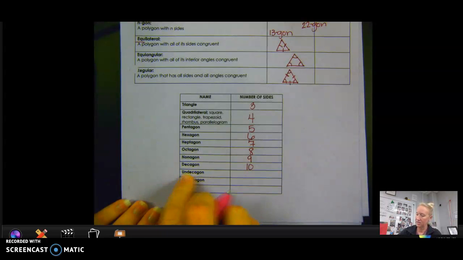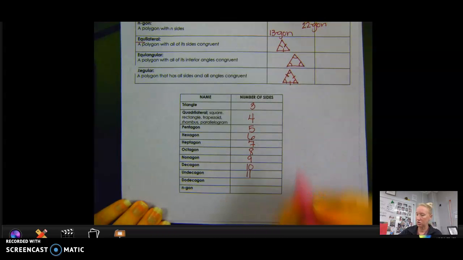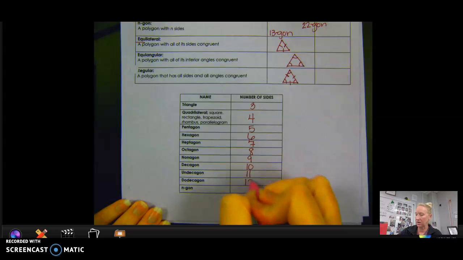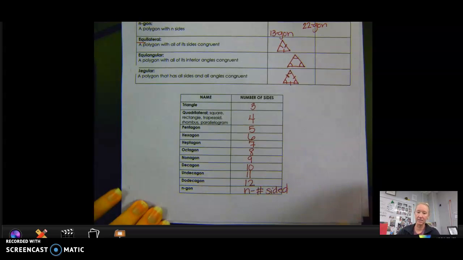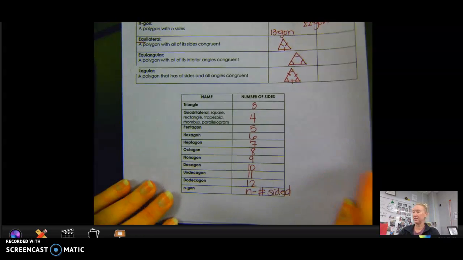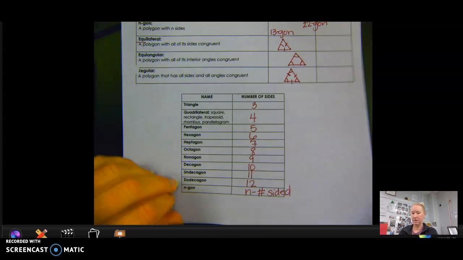Undecagon, un means 1. Dec is 10, so that would make 11 together. Dodecagon, do means 2, dec means 10, so that would make 12. And then this would be n number of sides. Anything above that, we call it n-gon, n number of sides. All right, next page.